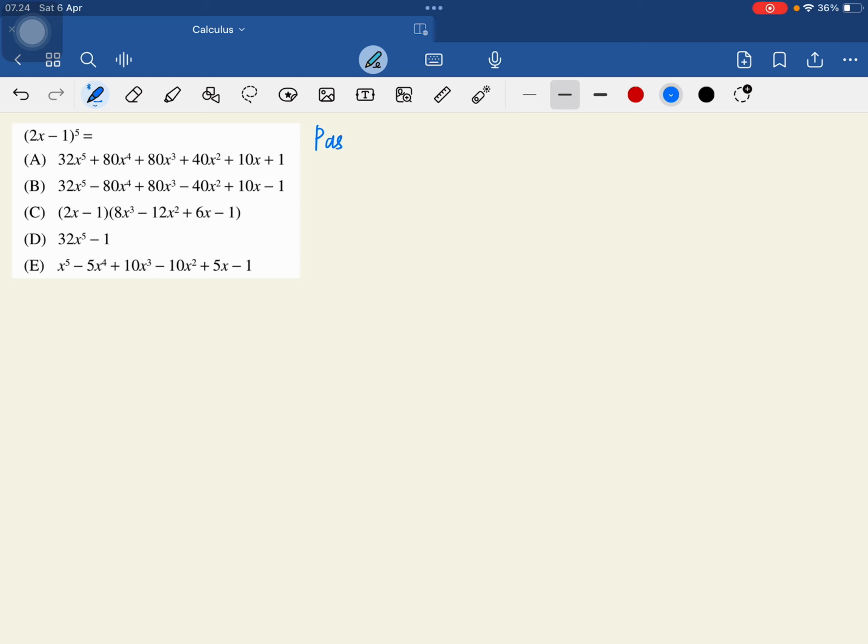So I will write here about Pascal's triangle. Actually, Pascal's triangle shows us the coefficients of a polynomial. So it means that when we have a plus b, for example, to the power 0, we know that the result is 1, because anything to the power 0 is equal to 1.